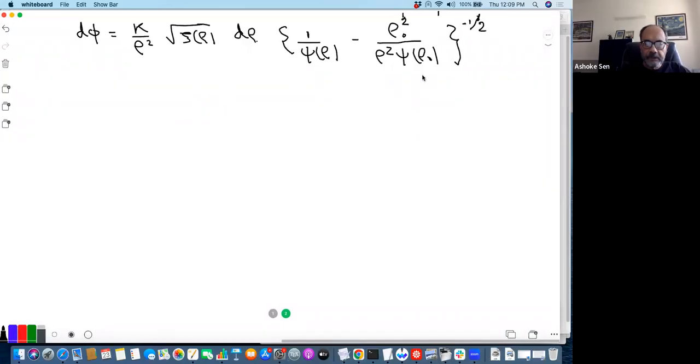Okay. So the idea now is that we have to integrate this. So let me write this in a slightly different way. Okay, then we'll make approximations.